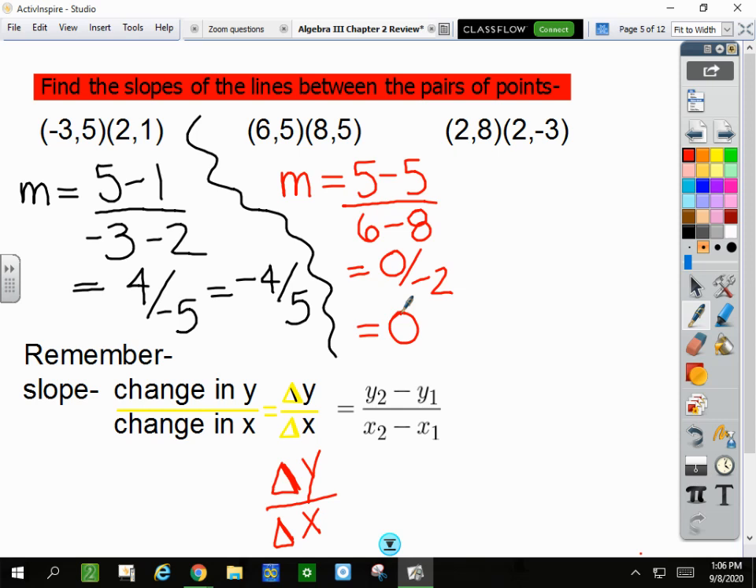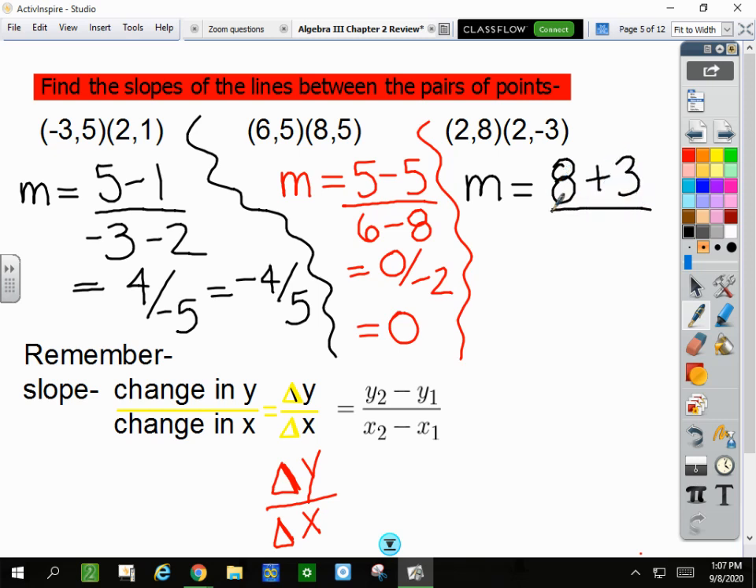So you should know that means that line is horizontal. If we plotted those 2 points and drew a line between the two, it would be a flat horizontal line. So if you're asked if the line's rising, falling, or neither, it's neither rising nor falling, or you could say it's flat.